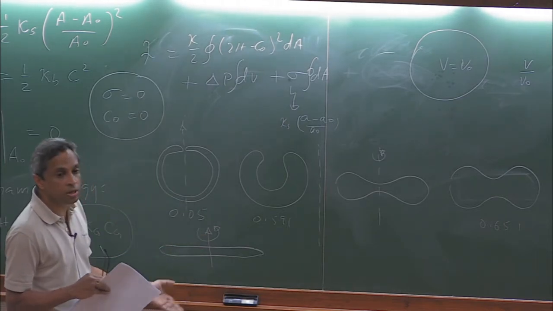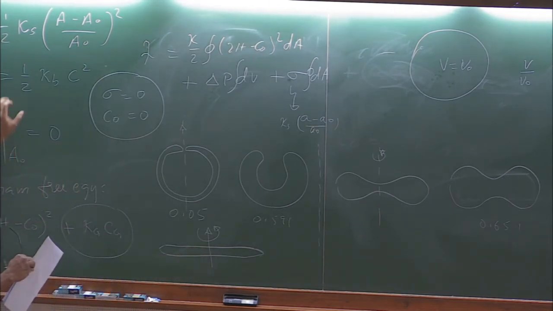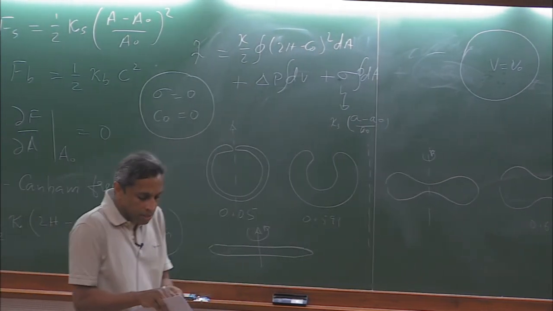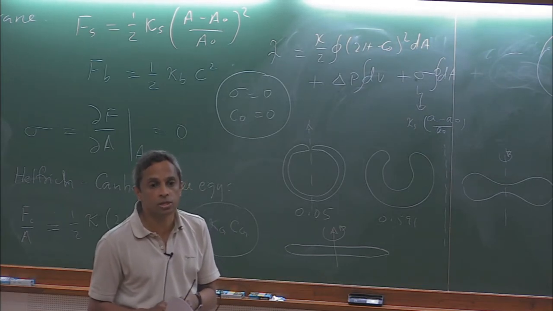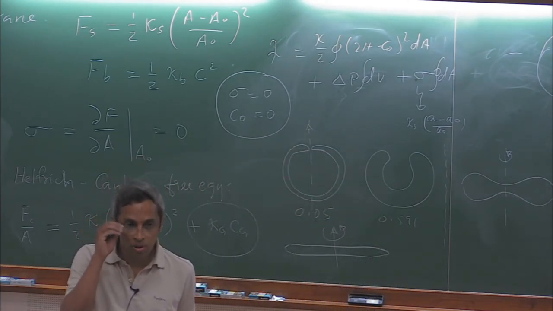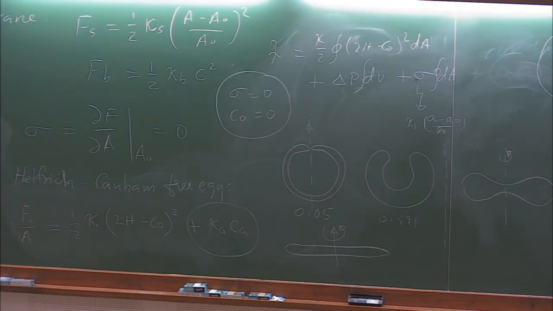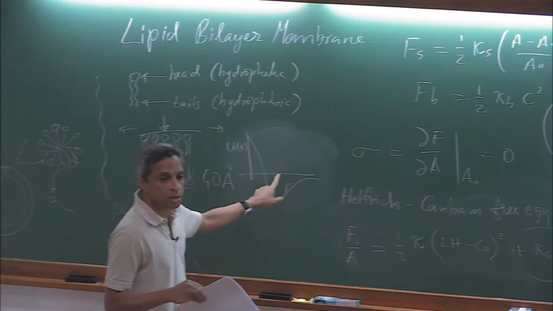When I integrate the curvature energy, this has a lower energy compared to that. This is because the curvature energy goes as 1 by r squared. So it doesn't like high curvature regions. It tries to minimize the high curvature regions. Because of what I said earlier, if I try to bend this membrane, I am stretching this leaflet and compressing this leaflet. So I am changing the area per molecule away from this equilibrium condition.